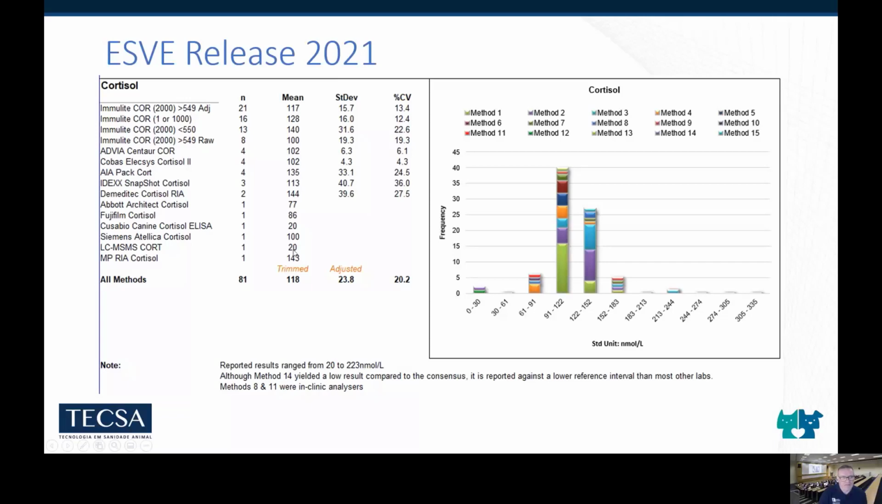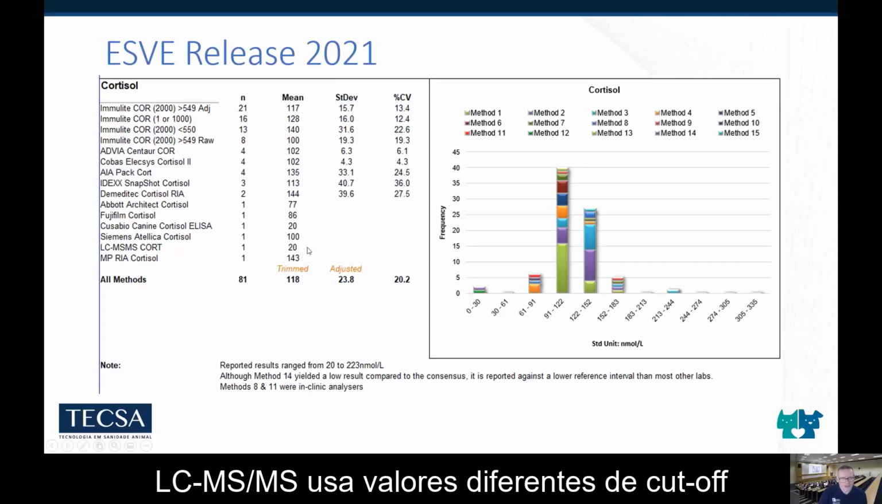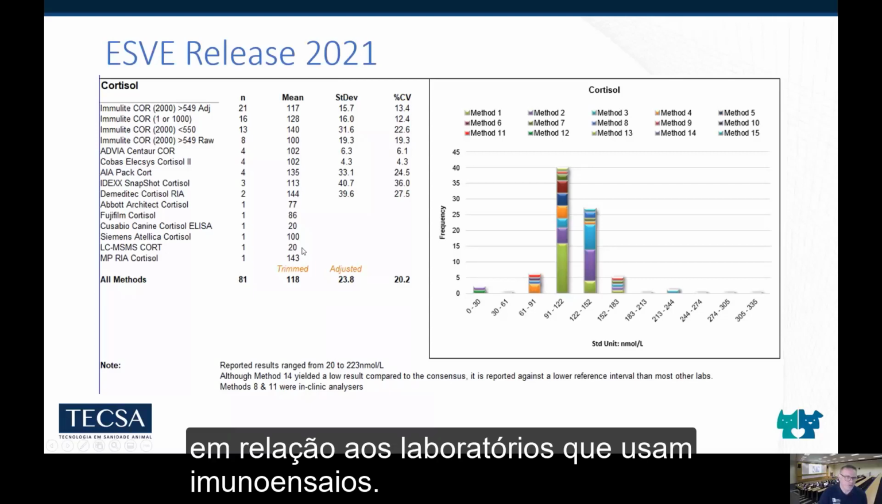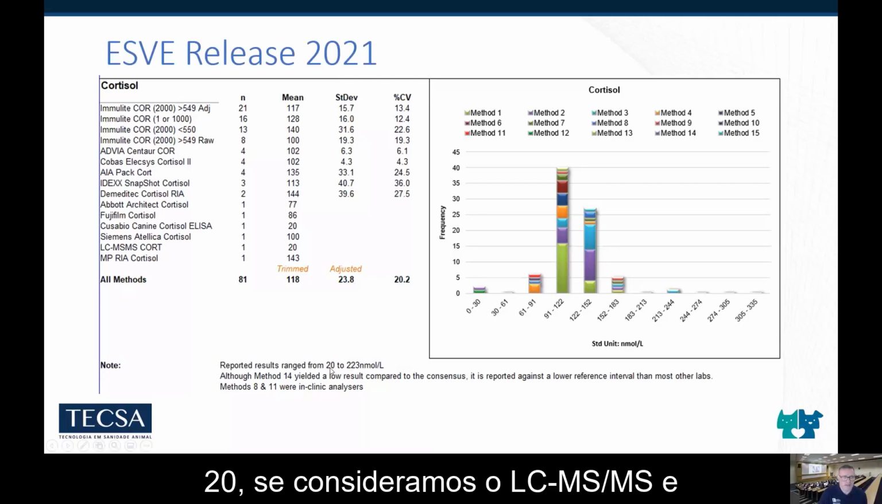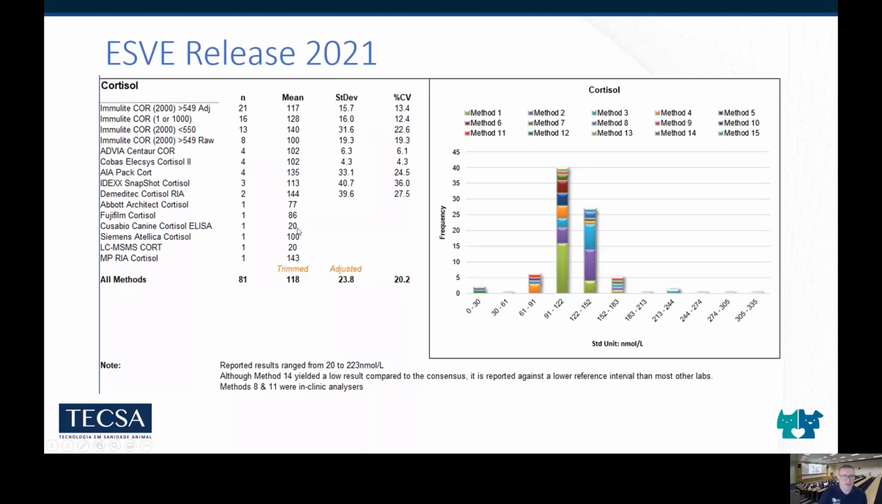The LC-MS/MS lab does use different cutoff values to the immunoassay labs, so they have taken that into account. But again, quite a range: 20 if we consider the LC-MS lab and another lab using an ELISA method, all the way up to 200 or so from the same sample sent to these 81 different labs.